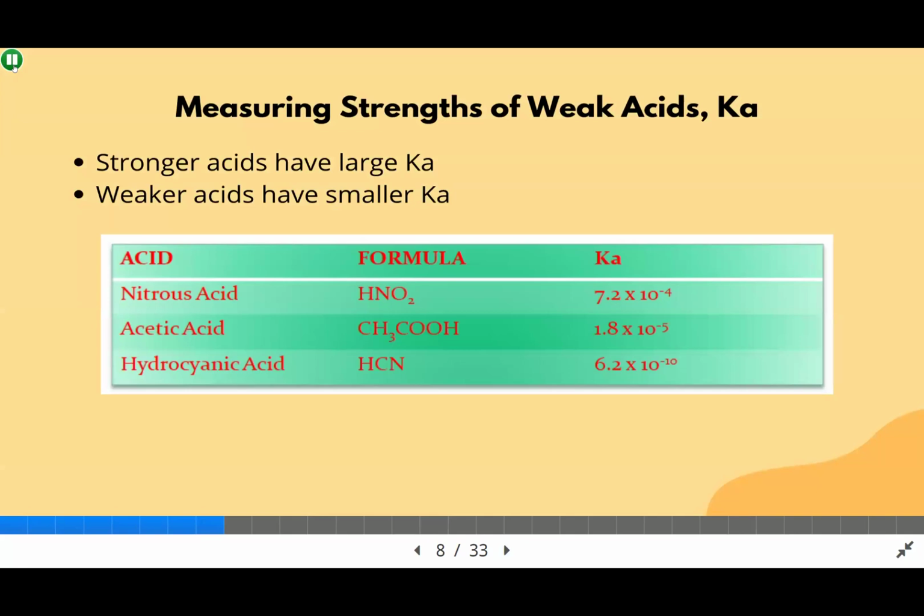So, measuring the strengths of different weak acids according to their Ka. Stronger acids have a large Ka, weaker acids have a small Ka. So here are some examples: nitrous acid, acetic acid, and hydrocyanic acid, and their associated Ka values. So the stronger acids have the larger Ka, and the weaker acids at the bottom have the smaller Ka.